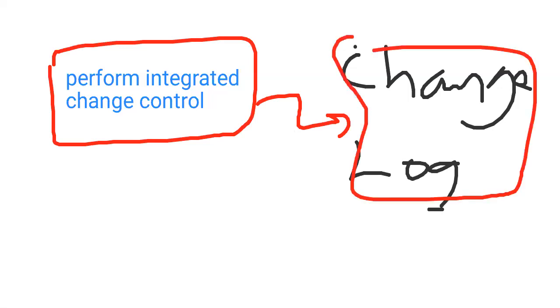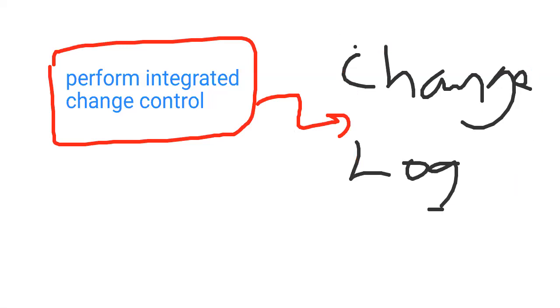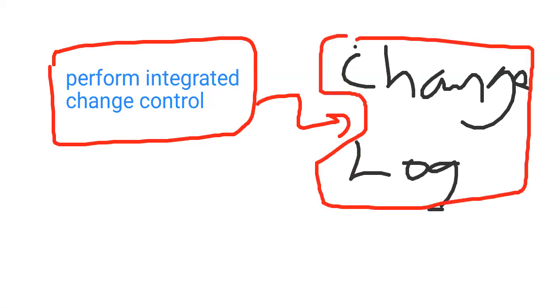Now, let me just mention that the change log is not an explicit output of the process performing integrated change control. It is implicit, or should I say secondary, in that you see the change log as a sub output of project documents updates from this process, perform integrated change control. Okay.